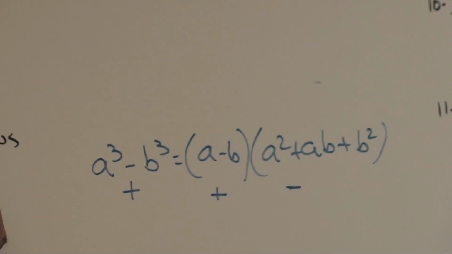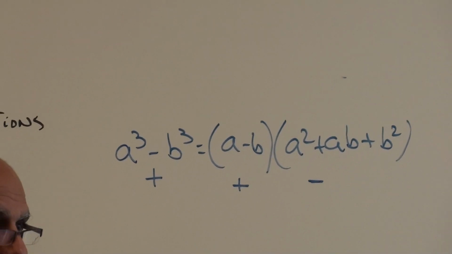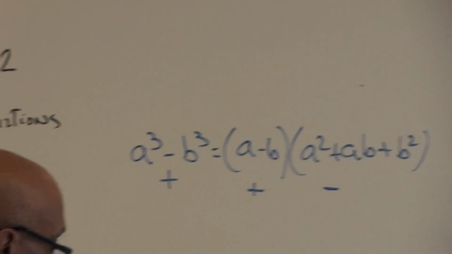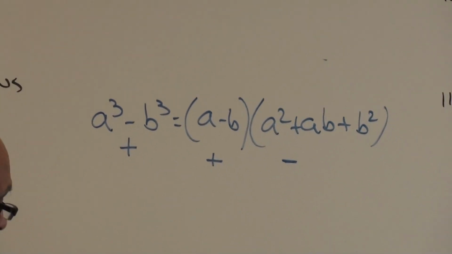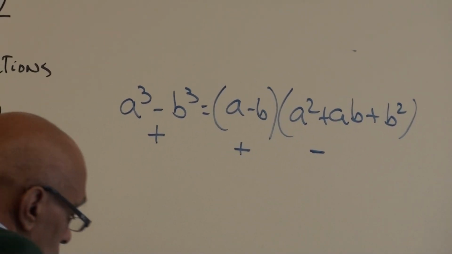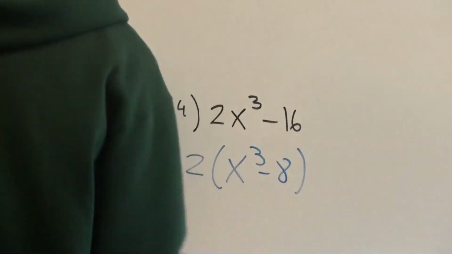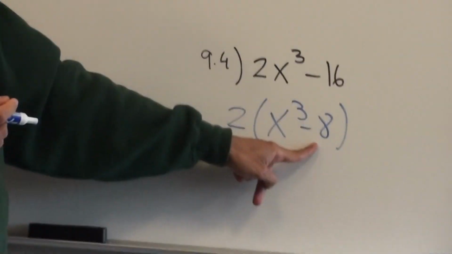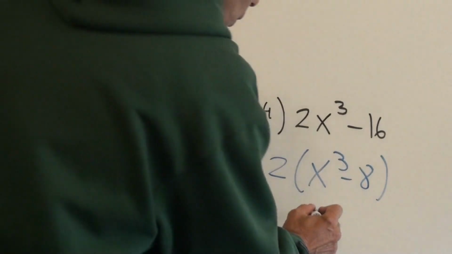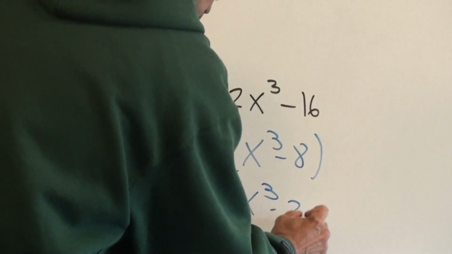But this is not completely a cube. 16 is not the cube of any number, but I see also 2 here. I see I can extract 2 by doing it like this: x cubed minus 8. Now 8 is the cube of 2, so x cubed minus 2 cubed.